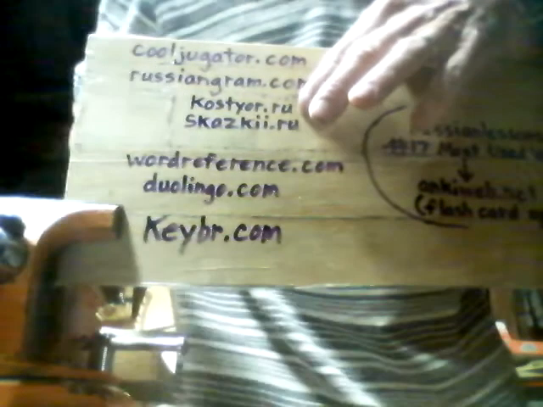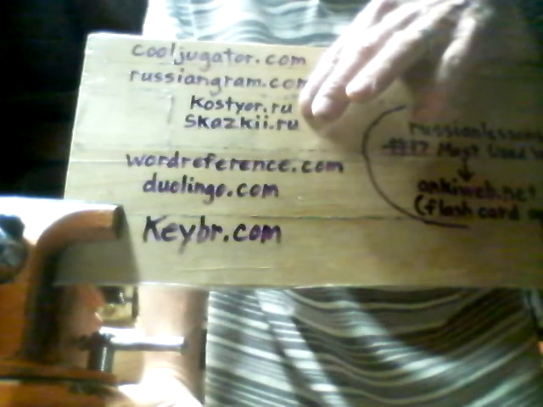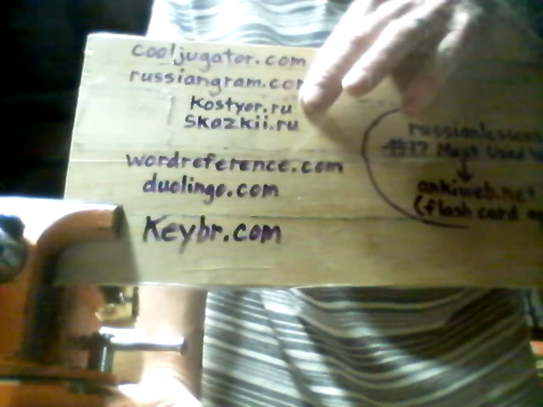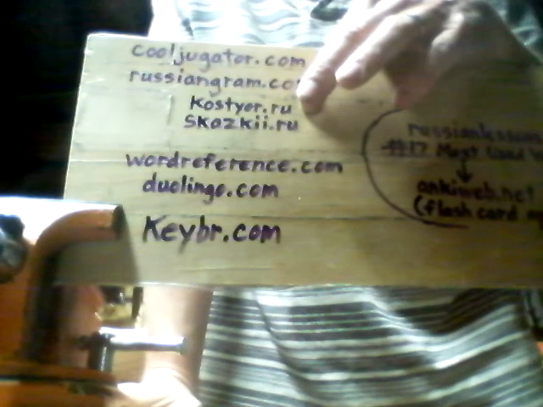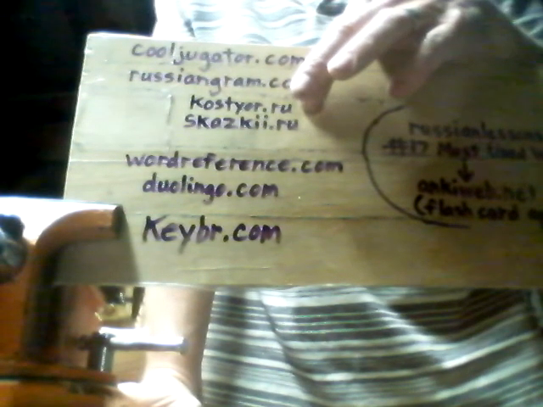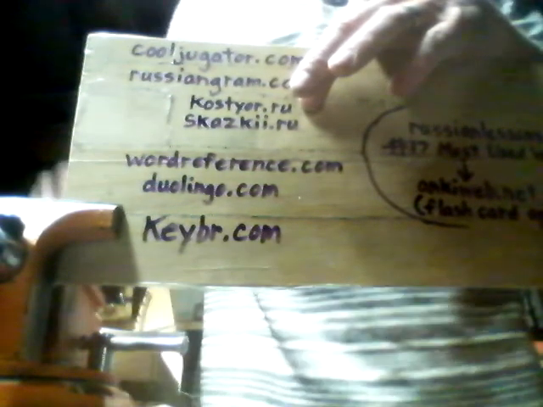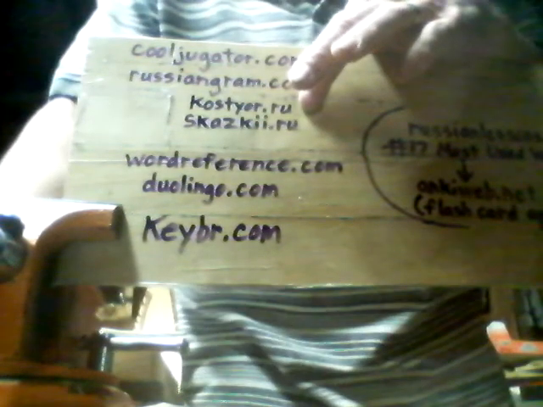Let's see. Kostyor.ru. This is good if you want to practice reading. I think it was a children's magazine in Russia called Kostyor, which means bonfire. And I go in here and click, they have categories. You can click on humor, and they have a lot of short anecdotes that you can read. It's all in Russian. They have little cartoon pictures. They have a lot of short text that you can read in that section.